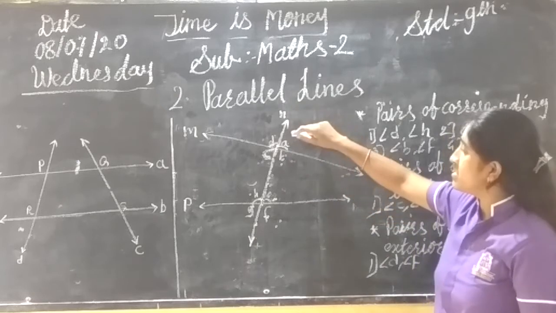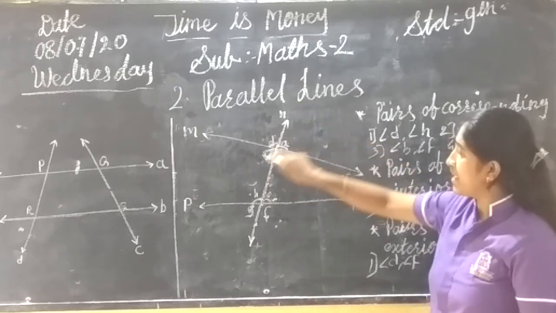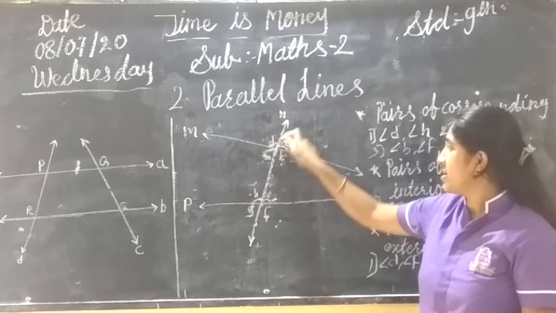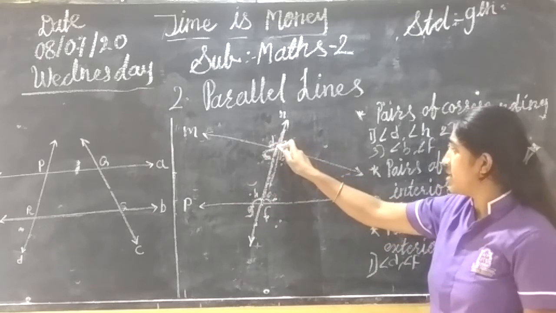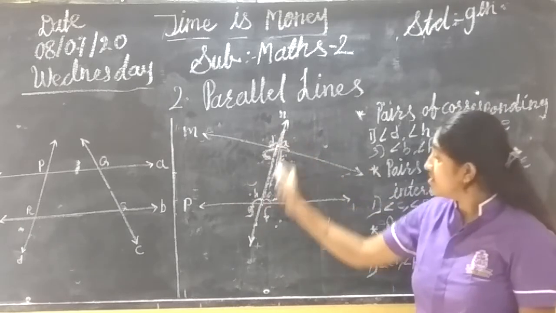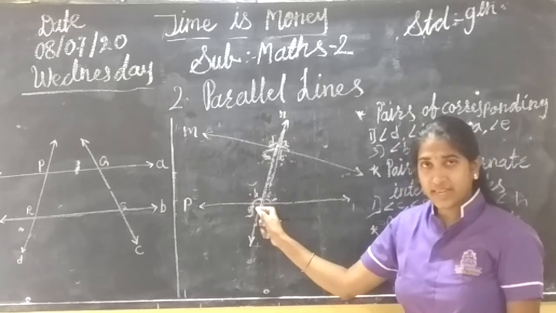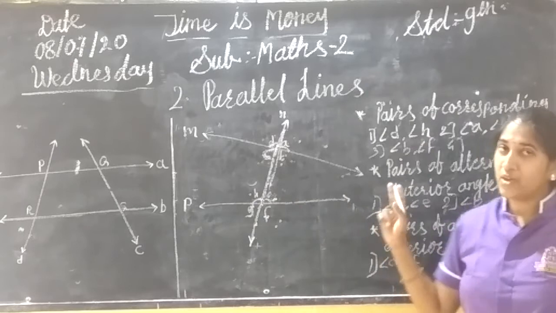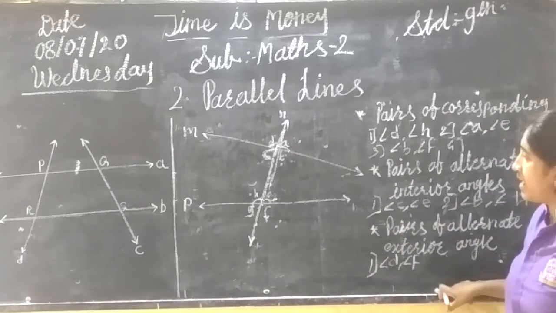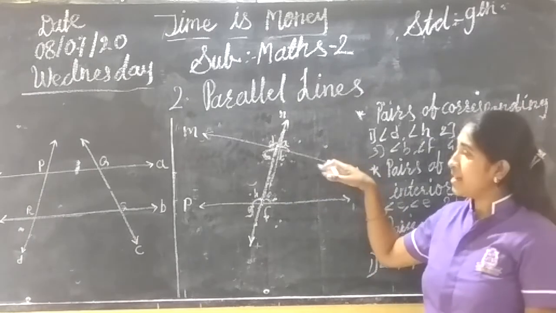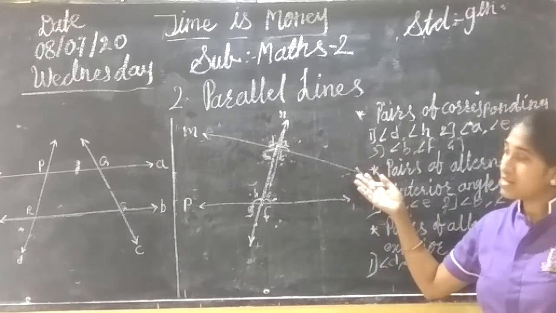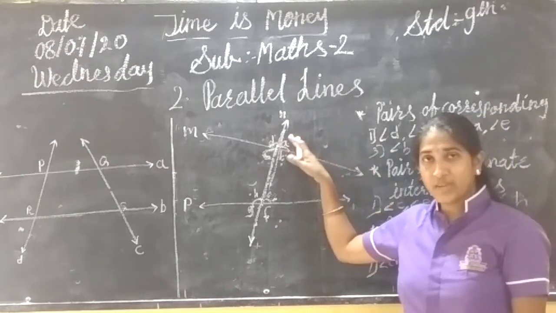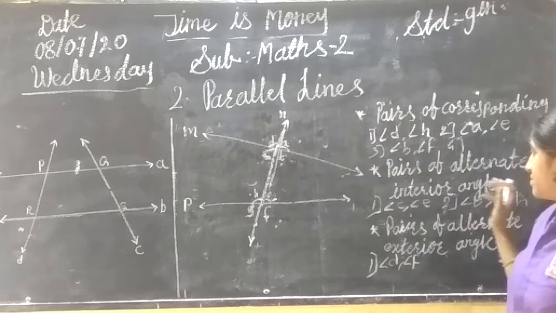Next one, that is angle A and angle G. Okay, these two angles also, one angle is on this side and the other angle is on this side. So angle A and angle G is the second pair of the alternate exterior angles. Can you give any other pairs? No, there are only two exterior pairs.